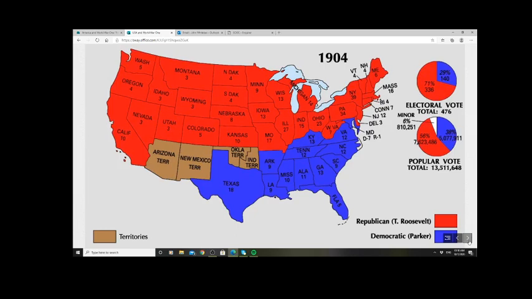Teddy Roosevelt. Teddy Roosevelt is therefore president before the 1904 election, but in 1904 he's re-elected with, again, a really comprehensive victory. You can see that the South is still the place where the Democrats dominate, which is really the opposite of the world that we live in presently. And what a remarkable victory for Theodore Roosevelt in 1904.